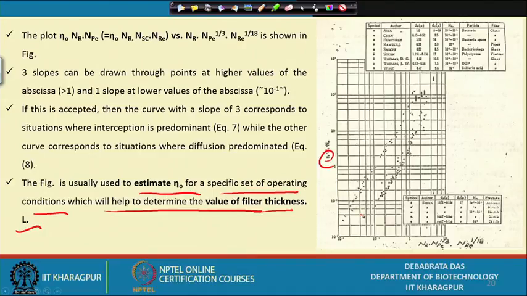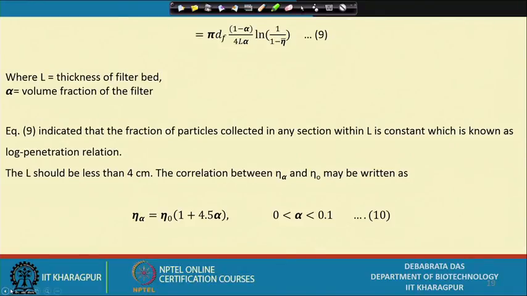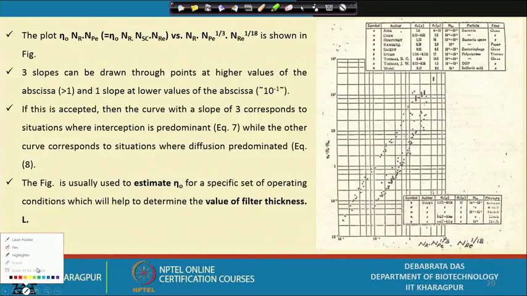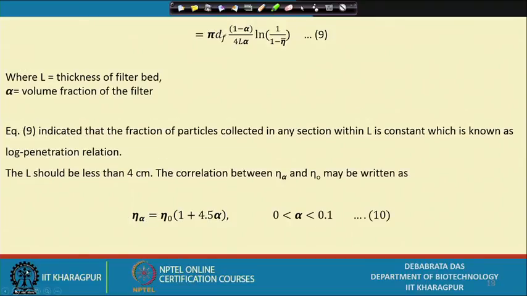So, if you know the eta 0 value, then we can find out the eta alpha value. If you know the eta alpha value, then I showed you this relation. If you put eta alpha, d_f we know, alpha you know, and the collection efficiency you know, then we can easily find out the thickness of the air filter, so we can design the air filter very easily.